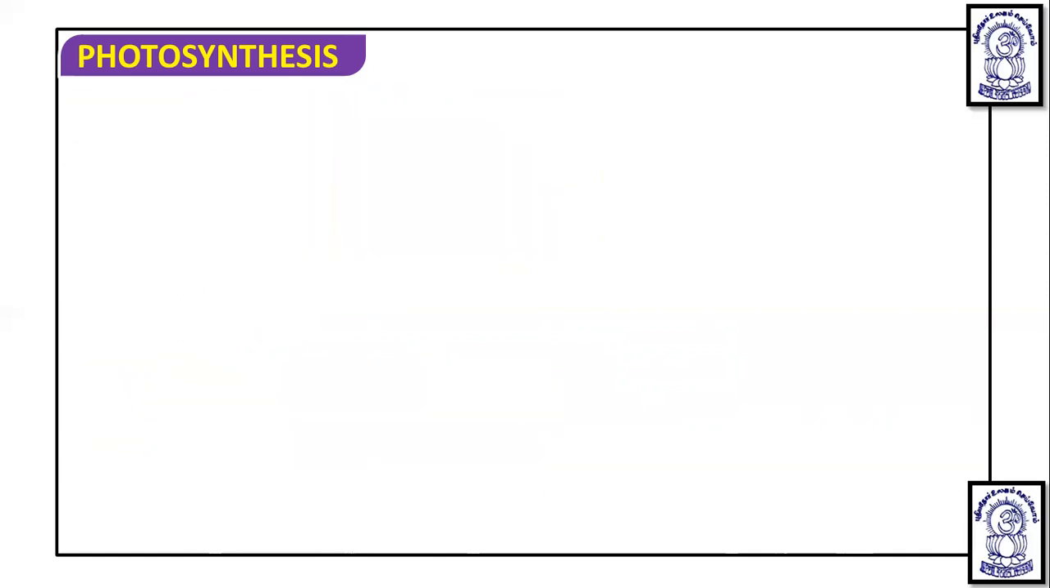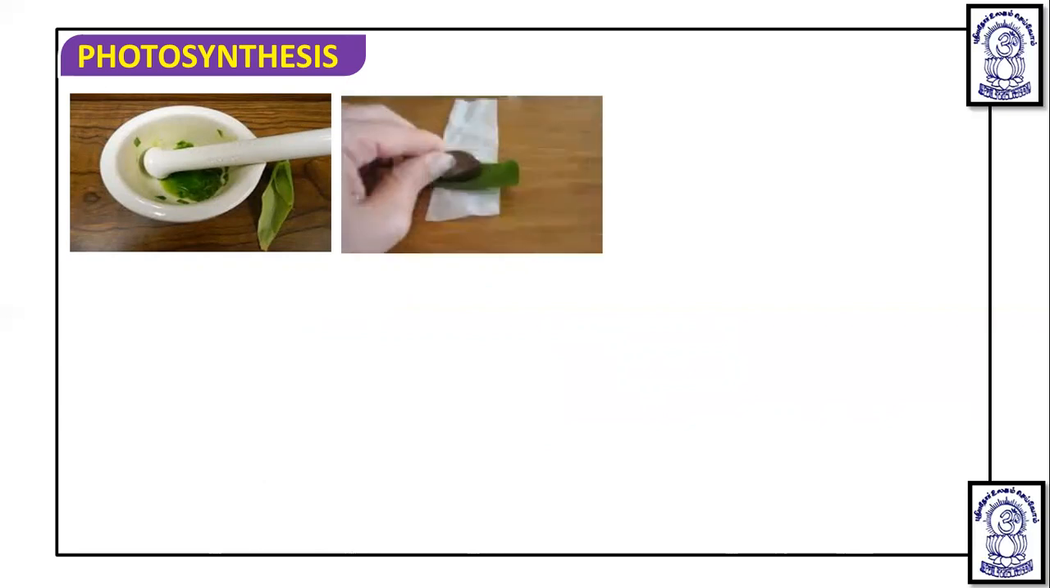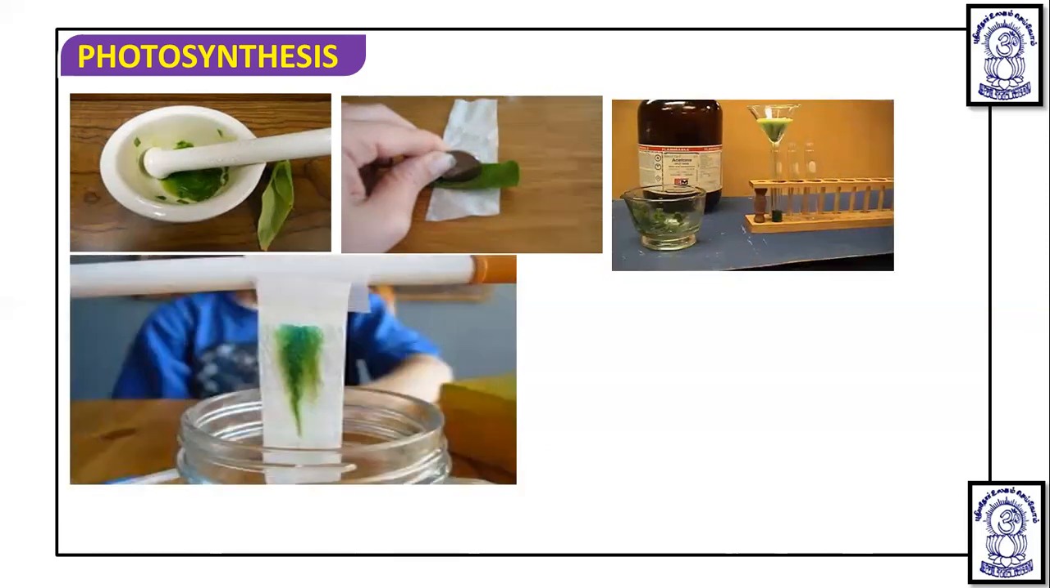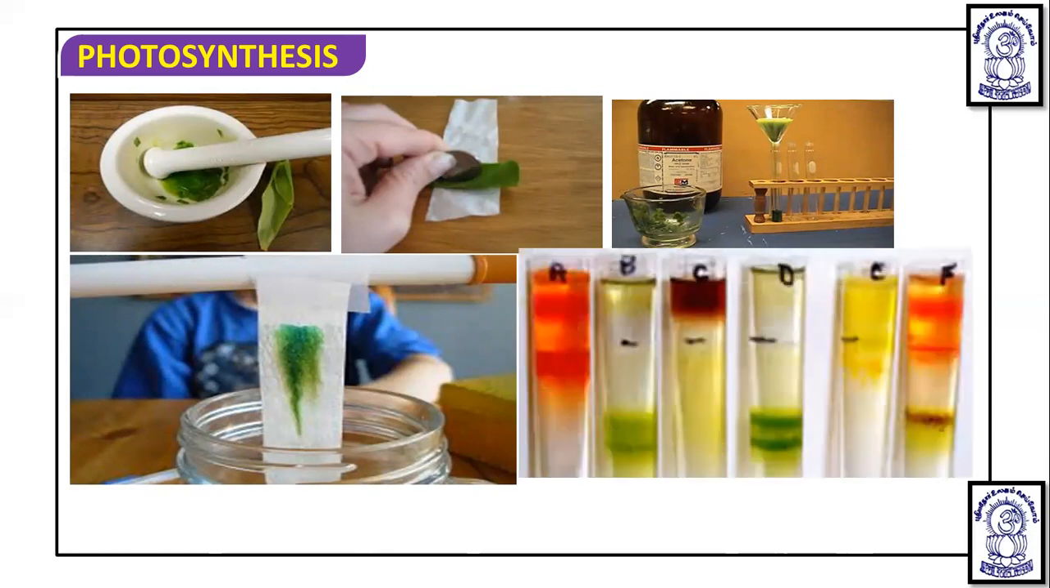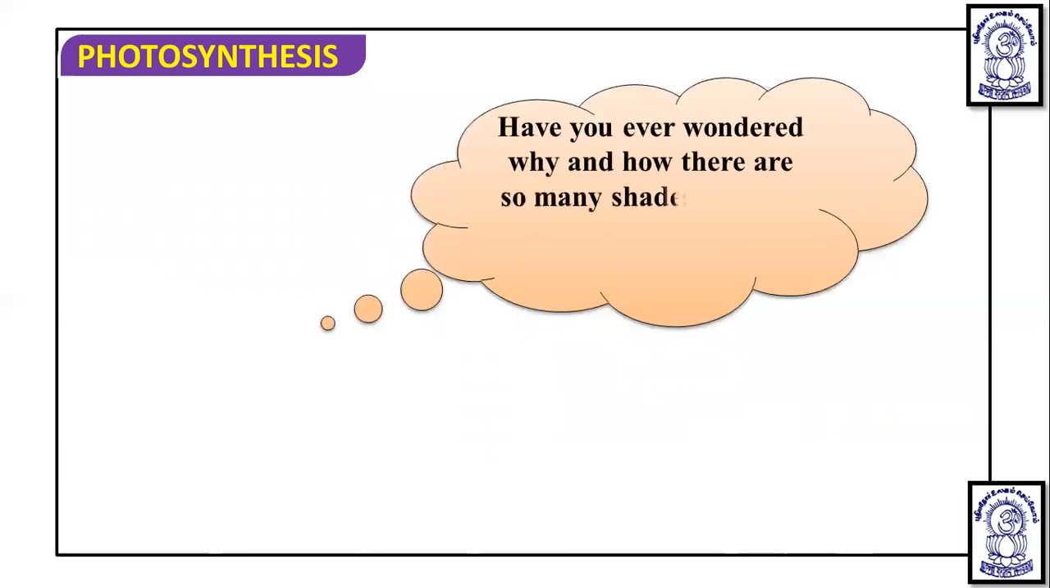So how these pigments are first isolated, that we have to understand. For that, we take leaf tissue and crush it with a mortar and pestle. Then we extract it and carry out paper chromatography, and we obtain a picture that is known as a chromatograph. On the chromatograph we will see that different pigments are found here.